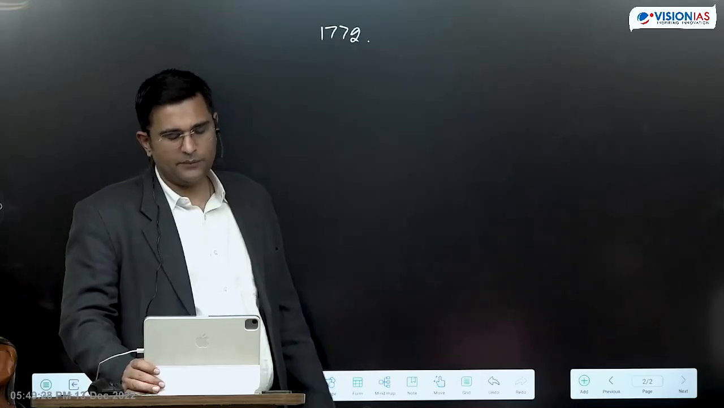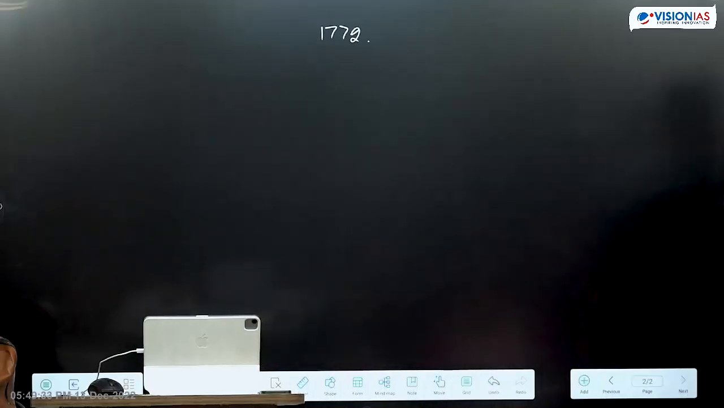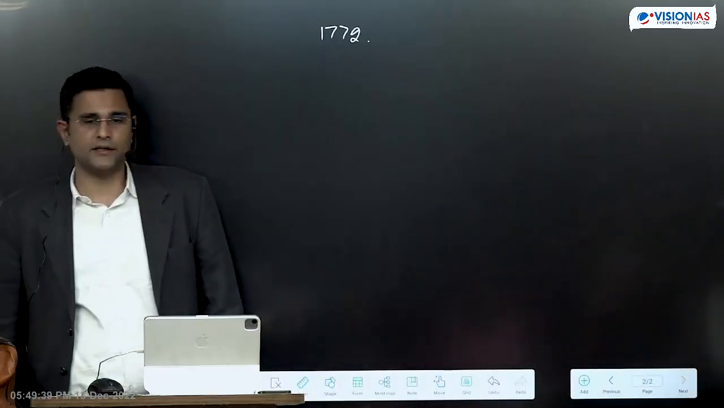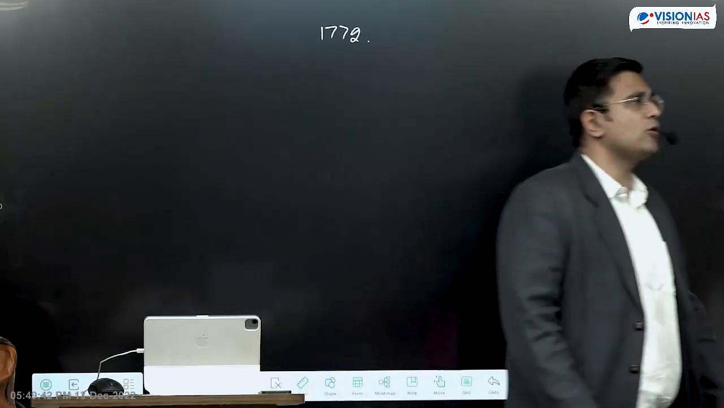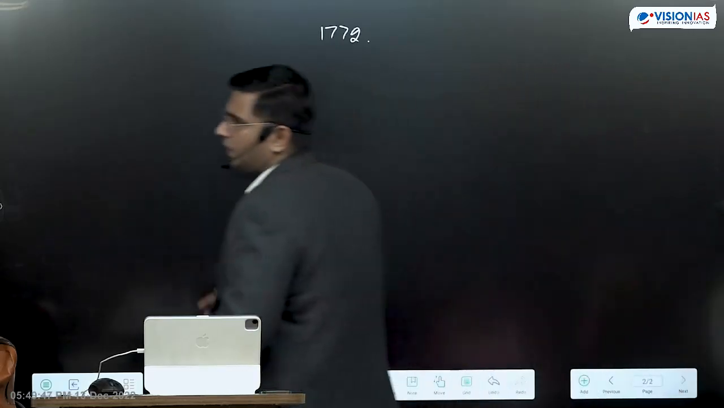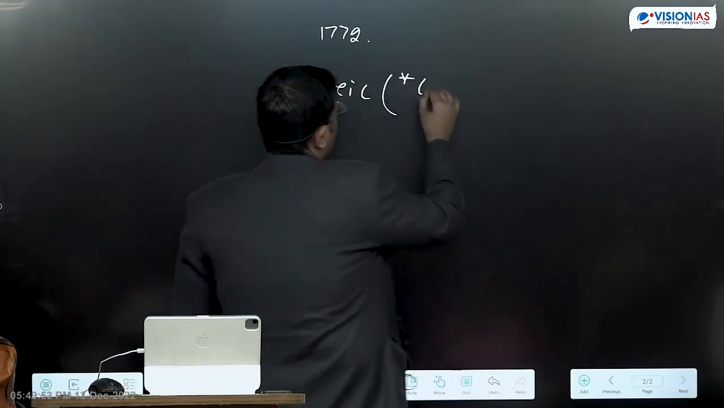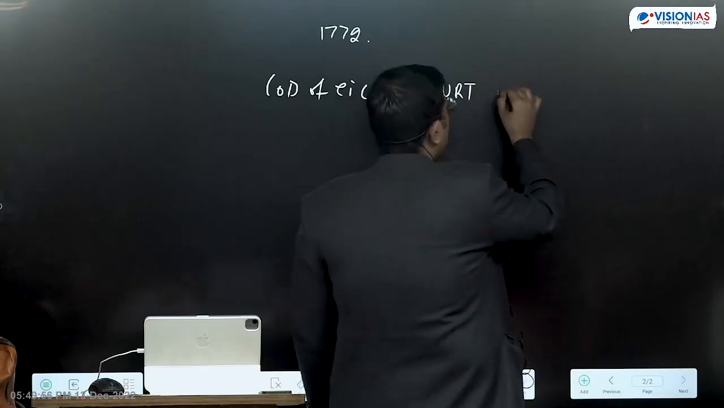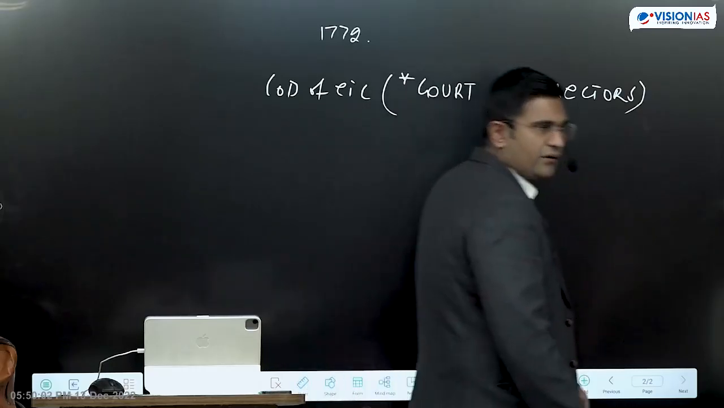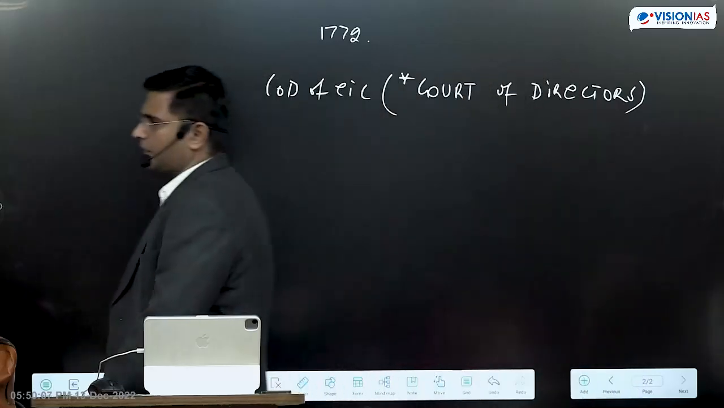Plus, how EIC's headquarters in London, that is COD of EIC, in brackets court of directors, जैसे आज के टाइम बोर्ड ऑफ डायरेक्टर्स होता है वहां पे कोर्ट ऑफ डायरेक्टर्स, so COD it is of EIC, court of directors, that is directors of the company, right?